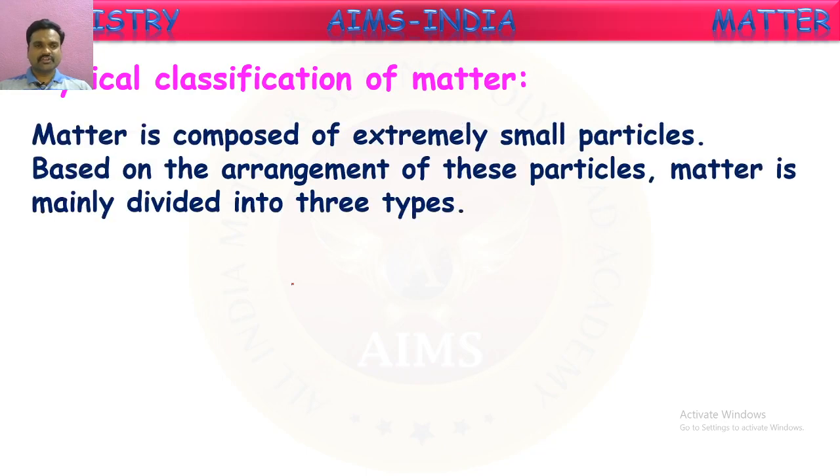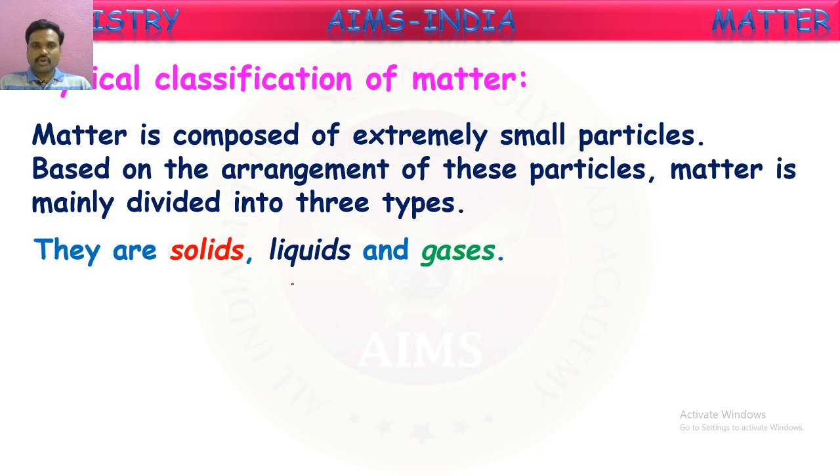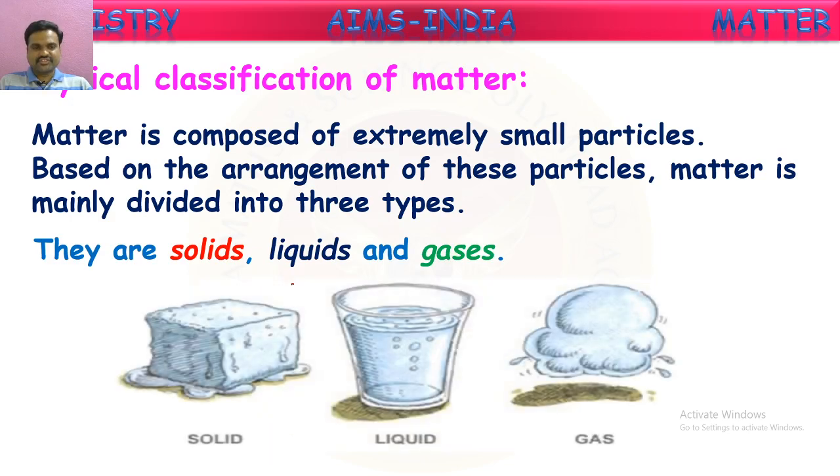Physical classification of matter. Matter is composed of extremely small particles. Yes, we know that. Based on the arrangement of these particles, matter is mainly divided into three types. What are the three types, children? They are solids, liquids, and gases.